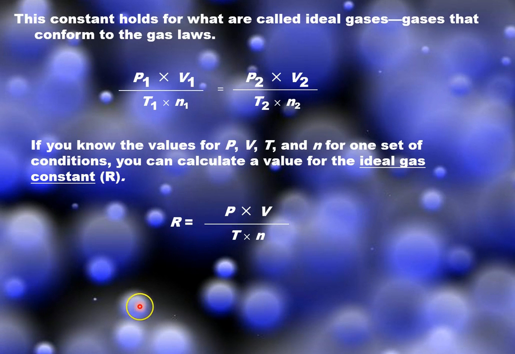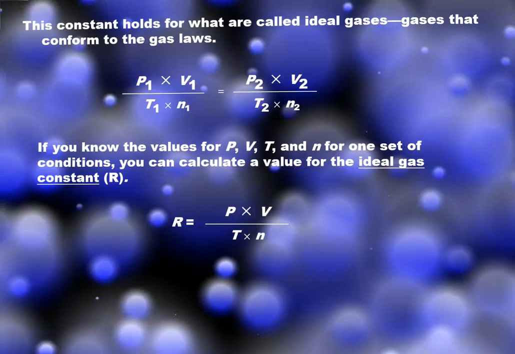This constant holds true for the ideal gases, and those are the gases that conform to the gas laws. So if you know the values of P, V, T, and n, the pressure, the volume, the temperature, and the moles for one set of conditions, then we can calculate a value for the ideal gas law constant. And that is equal to the symbol R. So when you see the symbol R, that's the ideal gas law constant. And that is equal to PV over Tn, pressure times the volume divided by the temperature times the number of moles.